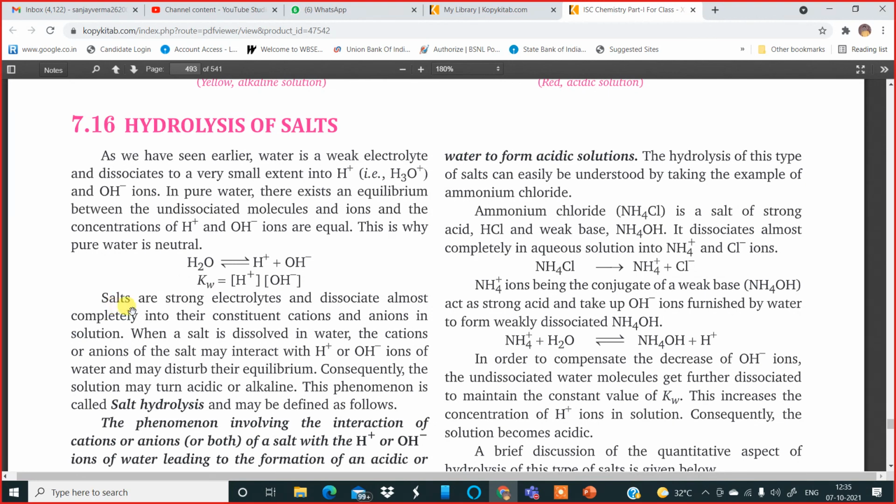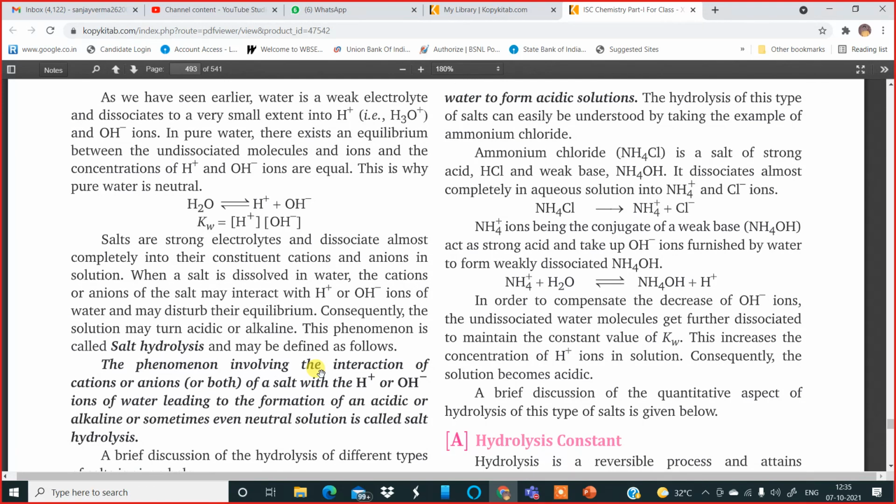But if we talk about salts, which are strong electrolytes and dissociate almost completely into the constituent ions in solution, when a salt is dissolved in water, the cations or anions of the salt may interact with the H plus and OH minus ions of the water, and they will disturb their equilibrium. Consequently, the solution may turn acidic or alkaline. This phenomenon is known as salt hydrolysis. So whenever we add salt in water, the H plus and OH minus ions from water interact with the cations and anions of the salt to make the solution turn acidic or alkaline, or maybe neutral. This phenomenon is known as salt hydrolysis.